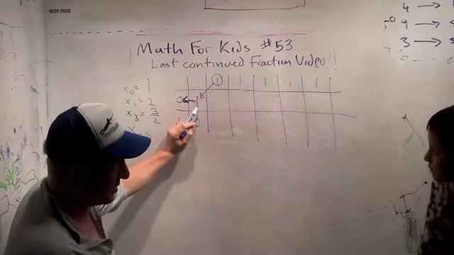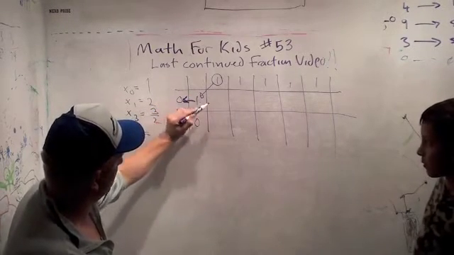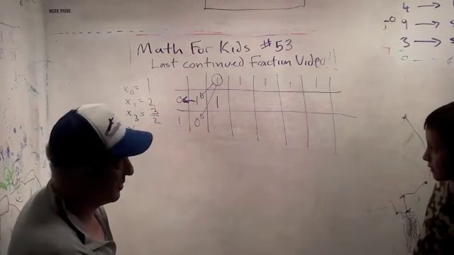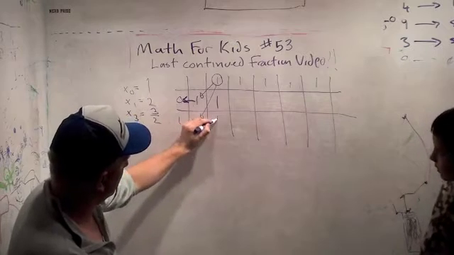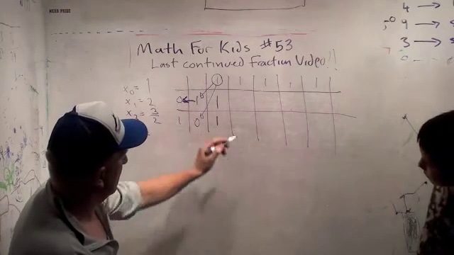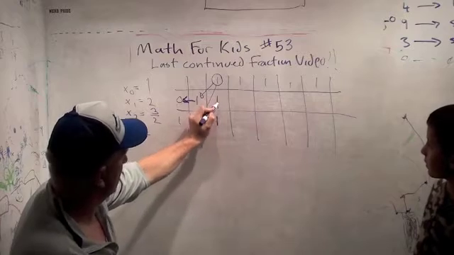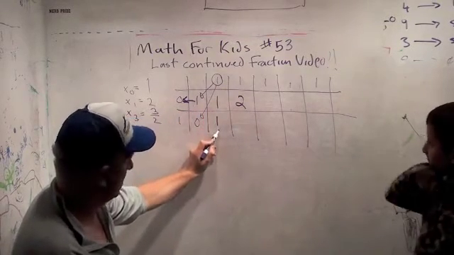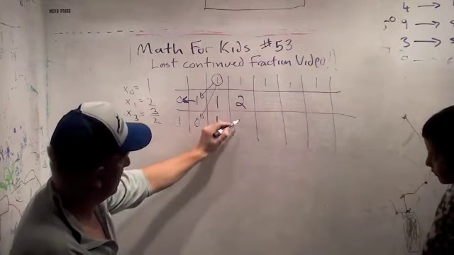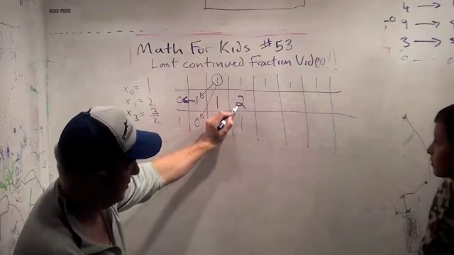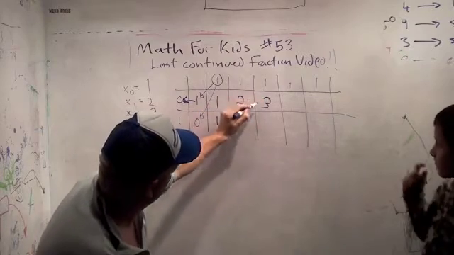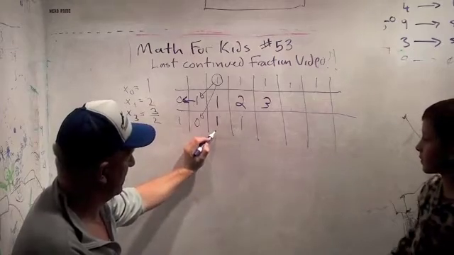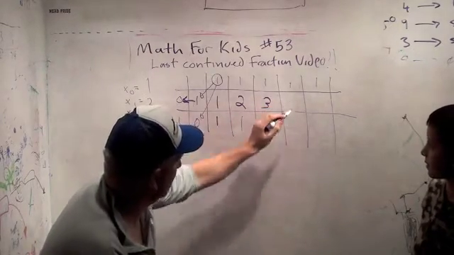Okay, so 1 times 1 is? 1. Plus 0 is? 1. Okay, and then you do the same thing down below. 1 times 0 is? 0. Plus 1 is? 1. Okay, so we get 1 over 1. 1 times 1 is? 1. Plus 1 is? 2. 1 times 1 is? 1. Plus 0 is? 1. 1 times 2 is? 2. Plus 1 is? 3. 1 times 1 is 1. Plus 1 is? 2. Okay, now you show me what goes into this box.